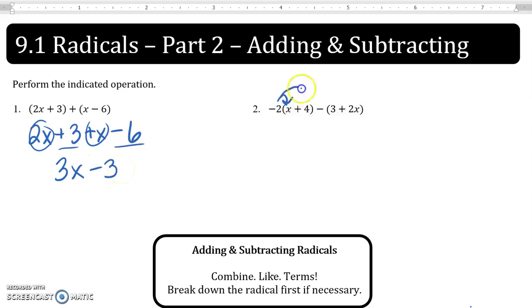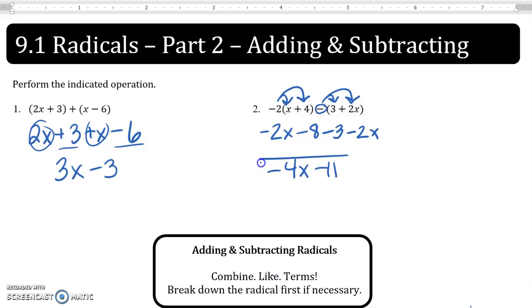Number 2 is a little bit more complicated. You have to distribute the negatives. This becomes negative 2x minus 8 minus 3 minus 2x. Negative 2x and negative 2x is negative 4x. Negative 8 minus 3 is negative 11. So those are those two answers.